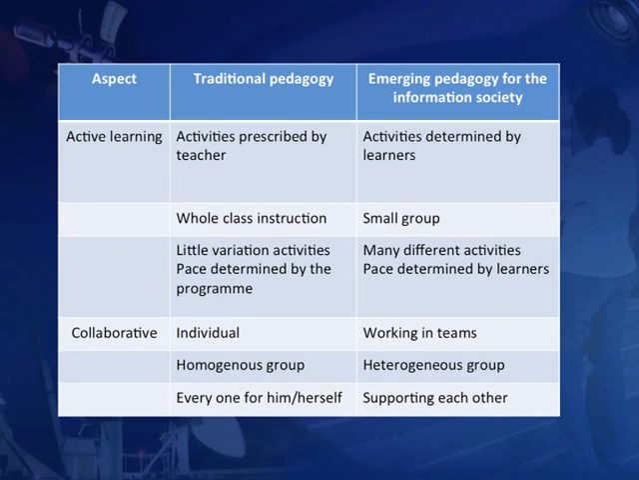Similarly, what is the collaborative aspect of learning? Under traditional, it is only individual, whereas in the case of emerging, it is teams. Similarly, the traditional collaborative learning is homogeneous, with similar class students, whereas in the emerging, even a heterogeneous group can understand this. Everyone, himself or herself also, should be present and supporting each other in the emerging pedagogy.